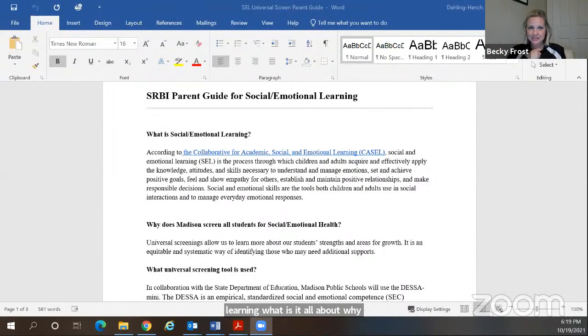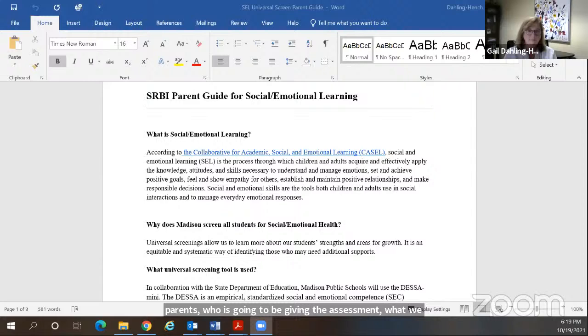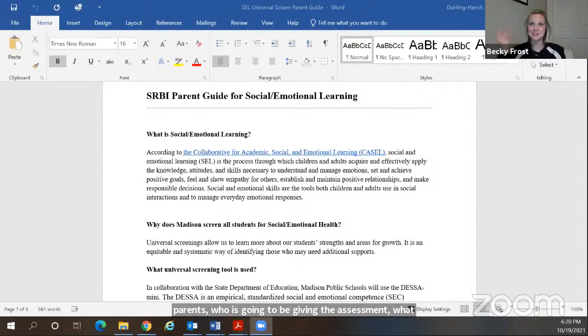Why are we now screening for it? A little bit about the tool, what it's used for. Again, I won't read all of this to you, but I'm happy to answer any questions you have about it. We explain to parents who is going to be giving the assessment, what we do with the results, where those results go. What if my student needs help? What if I don't want my child to receive help in the social emotional realm? We try to really think of all the concerns that parents might have across the board.